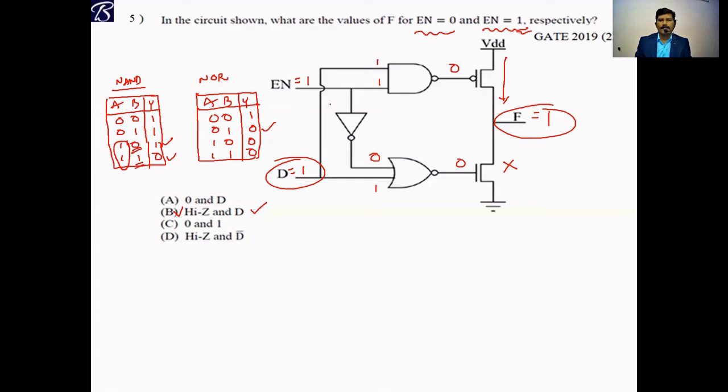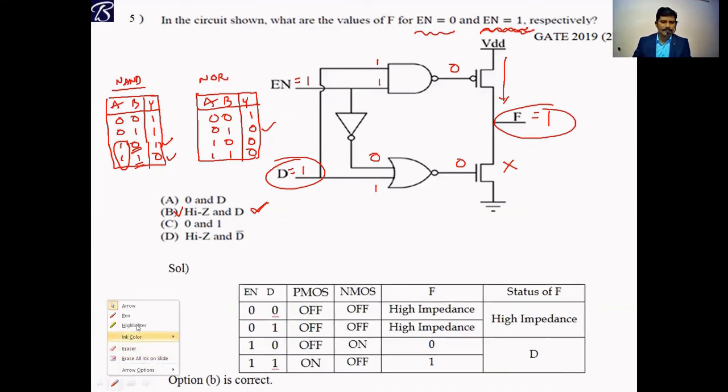So the conclusion is, when enable equal to 1, whatever D is coming to the output, that's why it is D. So option B is correct. Very simple. Let us check the answer. Whenever enable equal to 0, whether the D input is 0 or 1, you can go through this explanation. This is high impedance state. Whenever enable equal to 1, whatever D is coming here at the output, so output F equal to D.